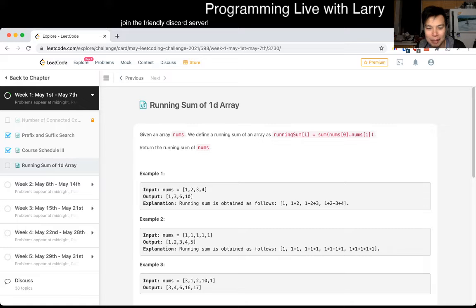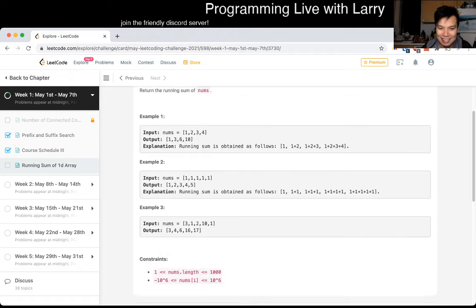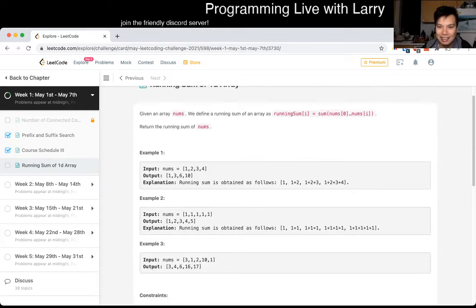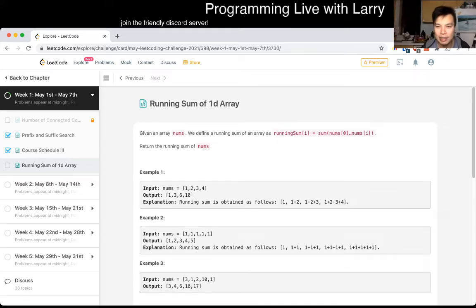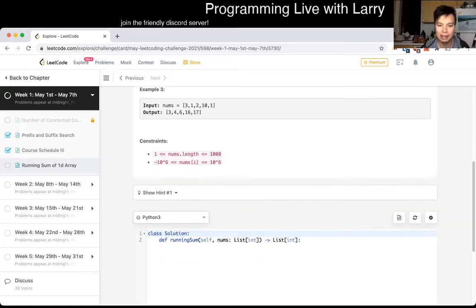Okay. So we had two straight hard problems, I think. So let's see what today's problem is. Running Sum of 1D Array. Okay. Now they give us a very easy problem. I don't know why they did this. It is straightforward anyway, but in theory, the way that they phrase it, you have to think about it a little bit. But the idea here, if you haven't looked at it, is just the running sum.